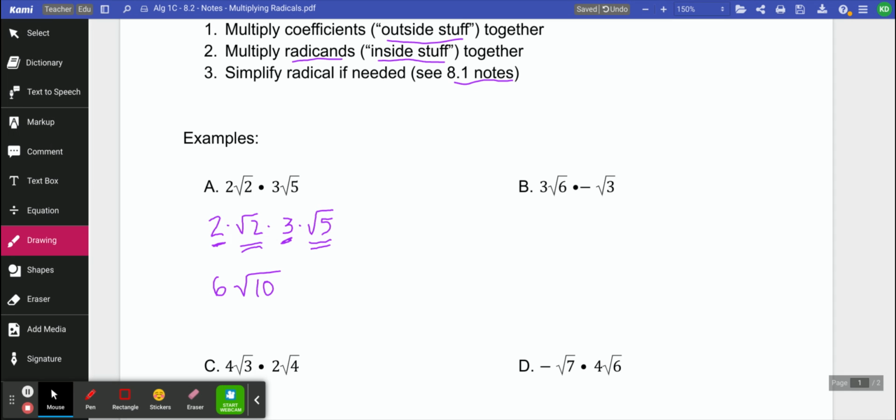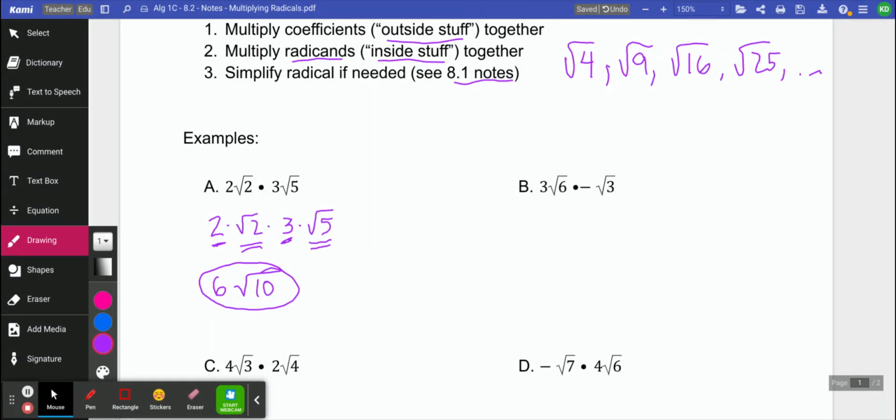Now if I remember my list of perfect squares, things like radical 4, radical 9, radical 16, radical 25, etc., 10 is going to be bigger than 9 and 4, so dividing by 9 is not going to work. 4 is not going to go into 10 evenly. So essentially what I have here is something that I cannot simplify. That is my final answer, 6 radical 10.